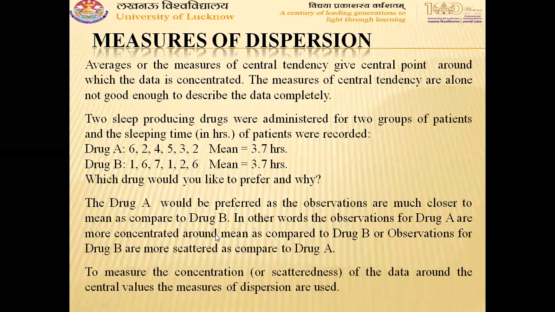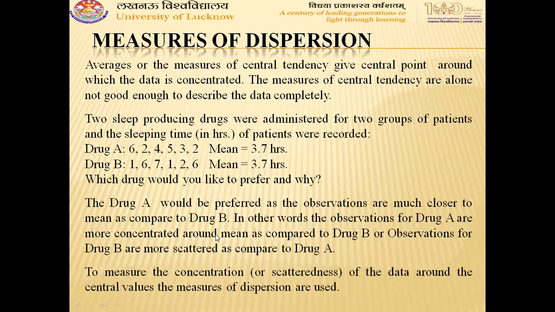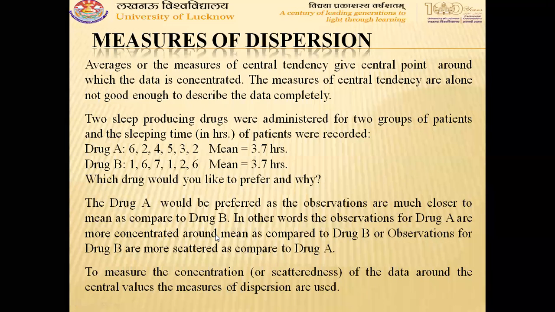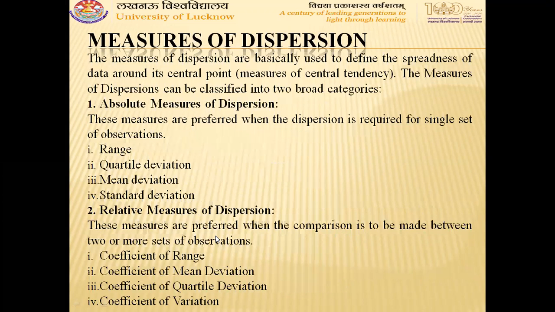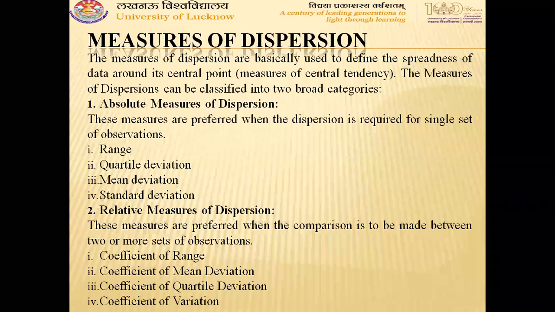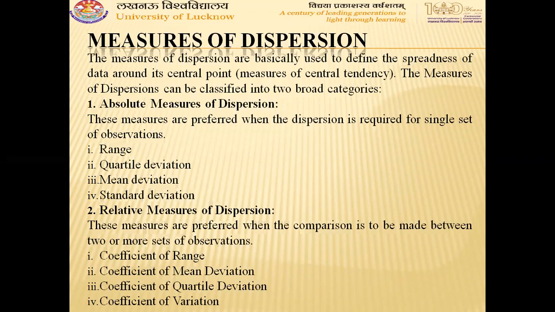So this concentration should be measured by using some values. These measures of concentration are also called measures of dispersion. The measures of dispersion are used to define the concentration or spread of the data, and they are also helpful in comparing two different data sets. The main measures of dispersion can be classified into two groups: one is called the absolute measure of dispersion and the other is called the relative measure of dispersion.